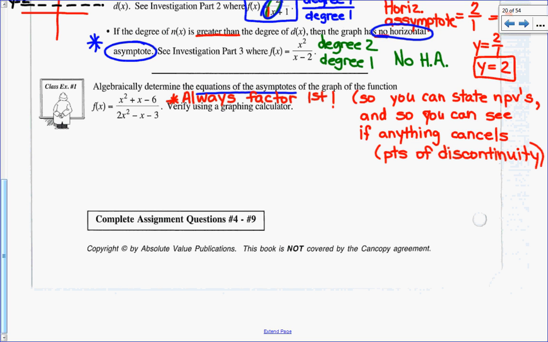Okay, so just mark that down so that when we talk about that next day, you'll go, oh, I've heard of that. We briefly mentioned that last day. Okay, so if we were to factor this, we're going to factor our numerator and our denominator. In the numerator, I'm looking for two numbers that will multiply to give me -6 and add to give me +1. I hope you came up with x plus 3 and x minus 2.